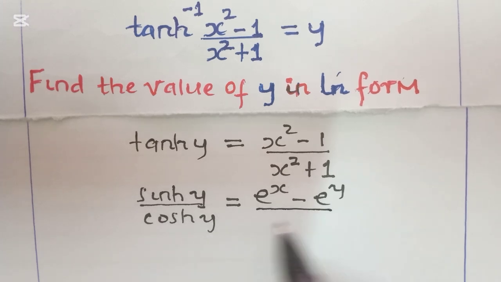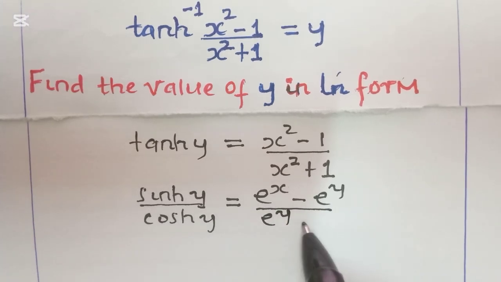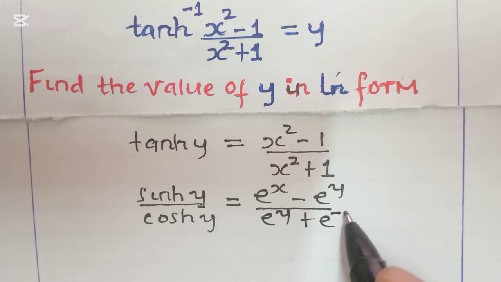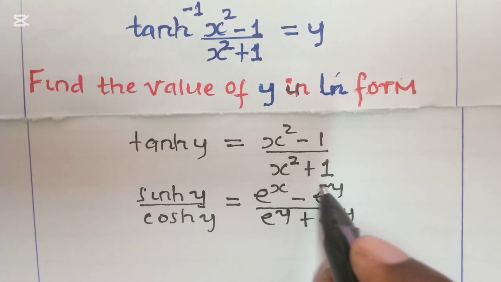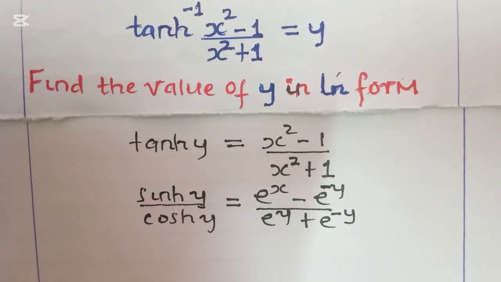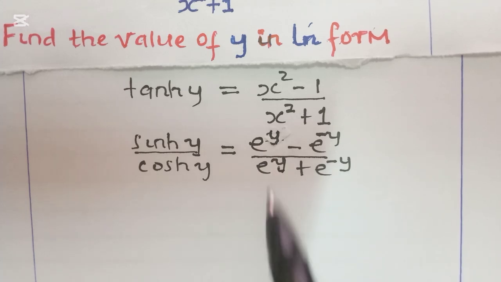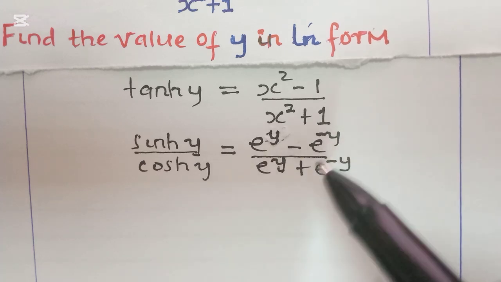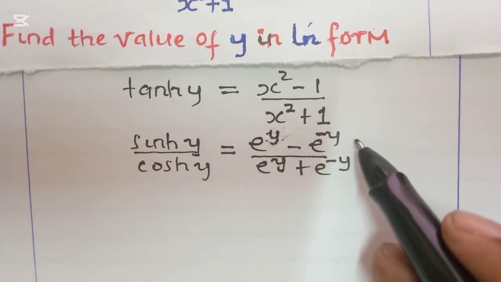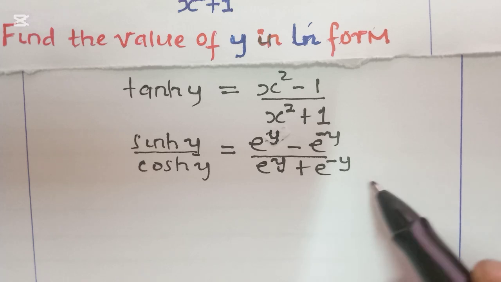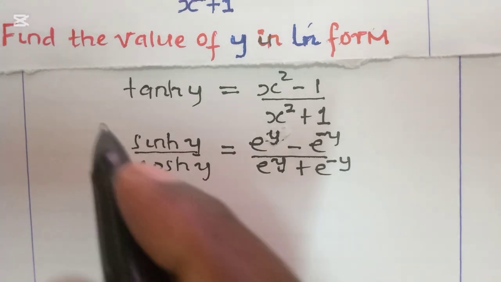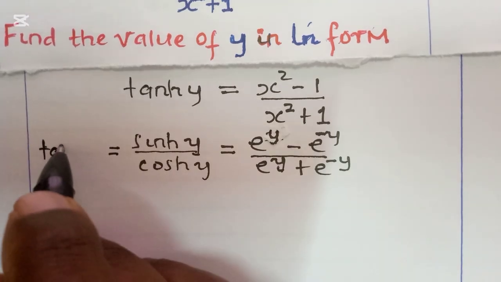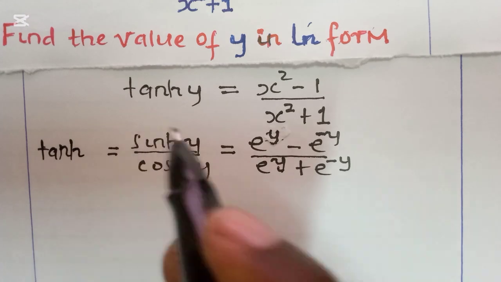All over e raised to y plus e raised to negative y. So let me change this one. So I have changed it. So this is now our formula, because guys, we could have written divide by 2 here and divide by 2 here, but then the 2 would cancel. And so this is our tan hyperbolic y.